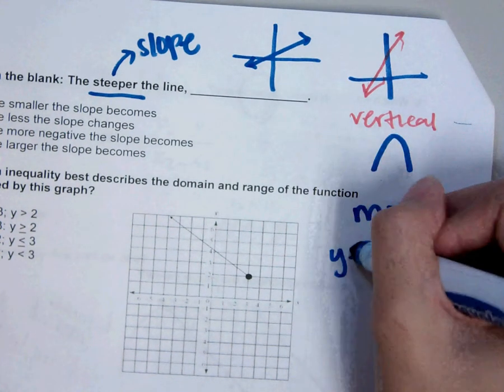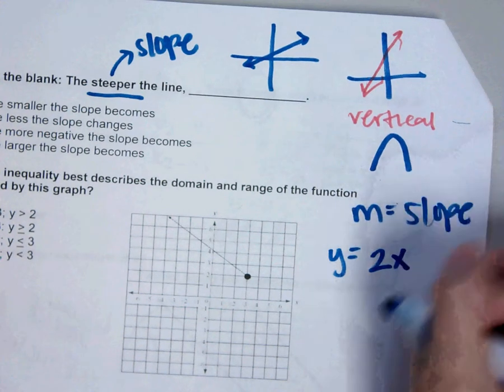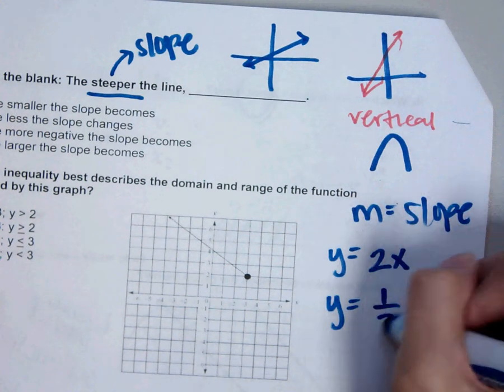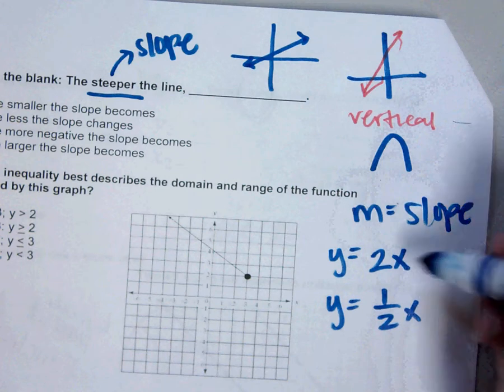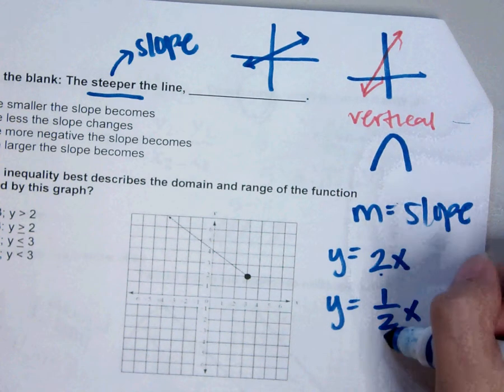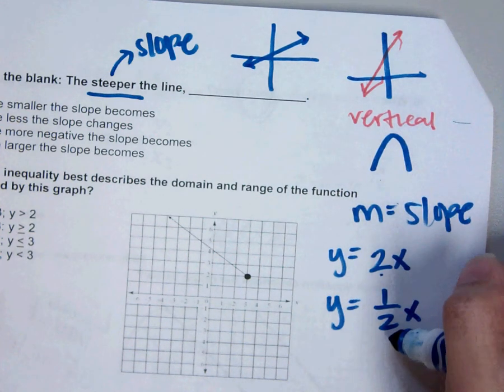Okay, so with my M, let's think about that. So y equals, let's try a 2x, and let's try a y equals 1/2 x. So you can see the difference. My big slope is 2, and then the slope is smaller here as 1/2. Okay?